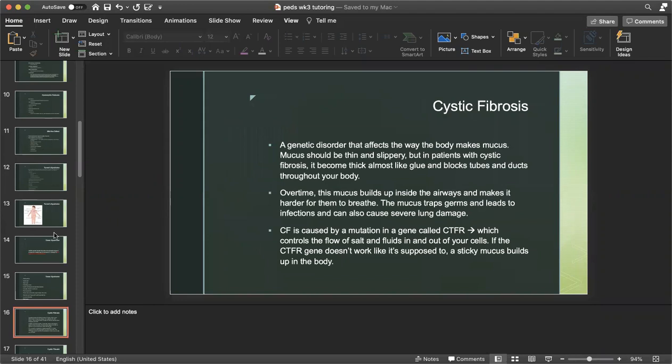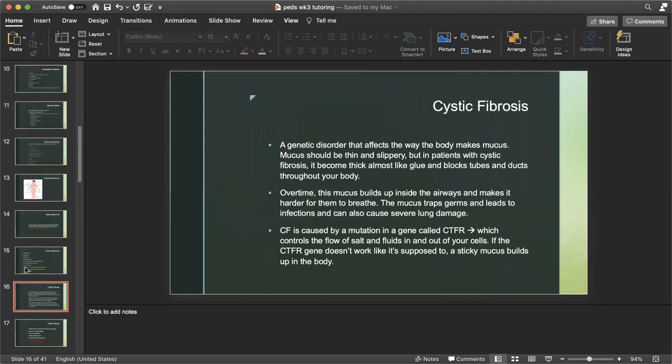So cystic fibrosis, I didn't go too in depth with this because it'll be covered more in depth in the respiratory unit, so I don't want to put too much and confuse you guys. Cystic fibrosis is a genetic disorder that affects the way the body makes mucus. Mucus should be thin and slippery, but in patients with cystic fibrosis, it becomes thick, almost like glue, and blocks tubes and ducts throughout your body.